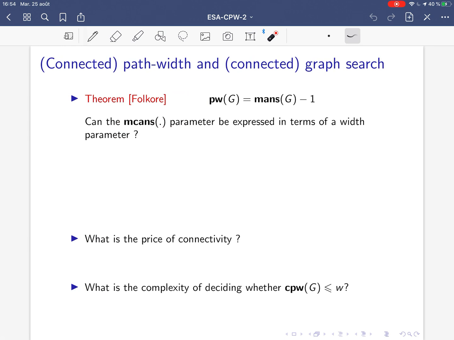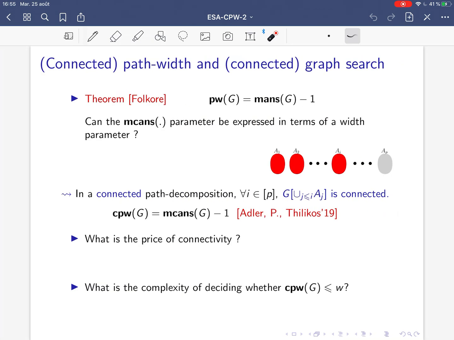So what are the questions we can consider? We know that for the path width and the standard node search, I mean non-connected node search, the path width is equal to the node search number minus 1. So can we express the connected node search number as a width parameter? The second question is the price of connectivity. The third question is what is the complexity of deciding whether the connected path width of a graph is at most w. What is known about these questions?